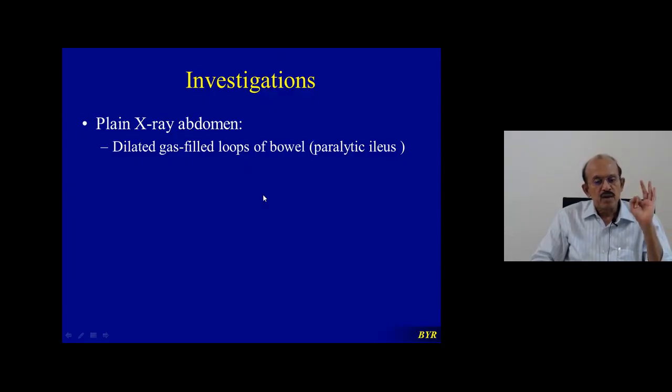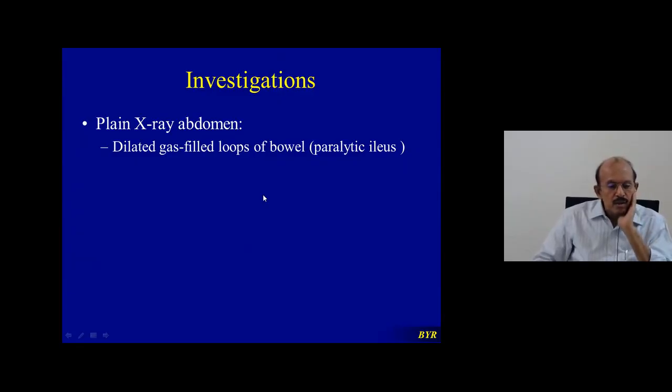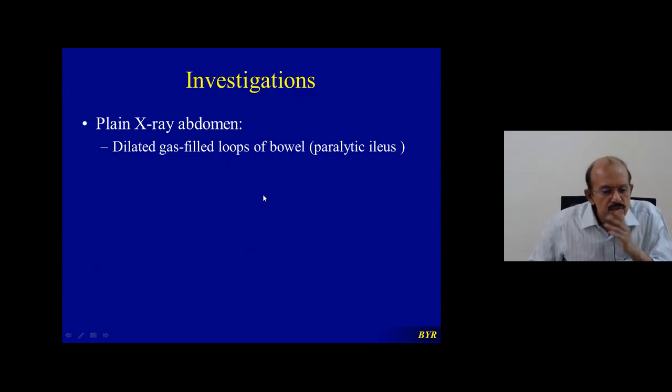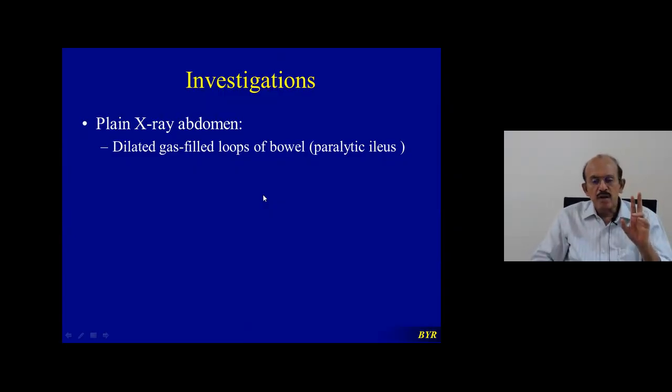Why do you take plain X-ray abdomen in a peritonitis case? Very good. For two things. For air under the diaphragm, there is pneumoperitoneum, which indicates perforation of a viscus. That's all. We can't say it's a perforated duodenal ulcer. Even ileal perforation also can cause gas. Colon perforation can also cause gas under the diaphragm.